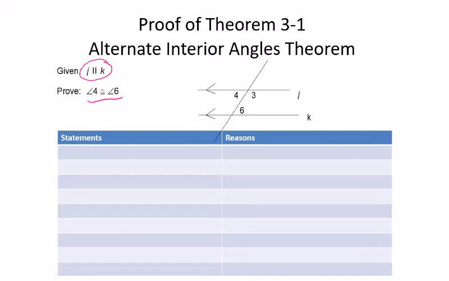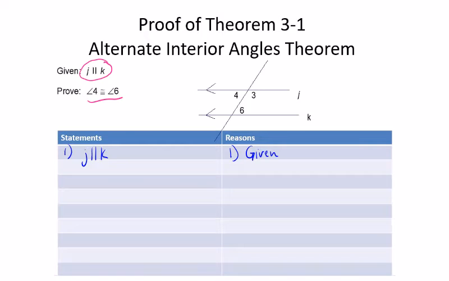And so deductive reasoning. So we're going to start out with the given. So I'm going to say line J is parallel with line K. That's a given.